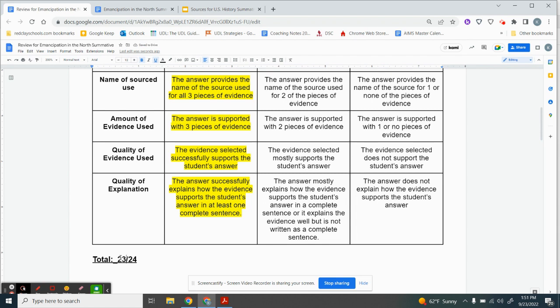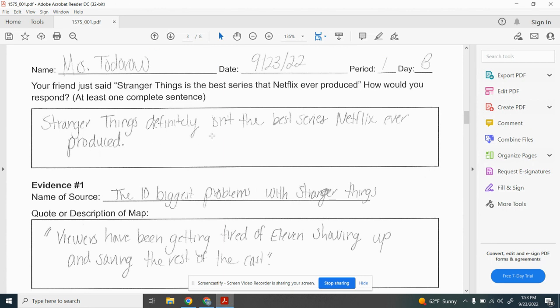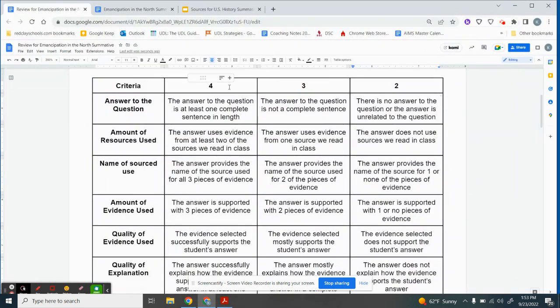For these next ones, we're going to walk through the student work, but it's going to be your job to score them here in this Edpuzzle. All right, you're doing the scoring now. Your first job is to tell me whether the answer is at least one complete sentence in length, whether it is not a complete sentence, or whether there is no answer or a completely unrelated answer. The answer is "Stranger Things definitely isn't the best series Netflix ever produced." Do you think that the student scored a 4, a 3, or a 2? If you said 4, I agree with you entirely.